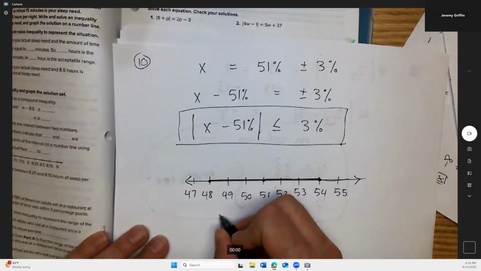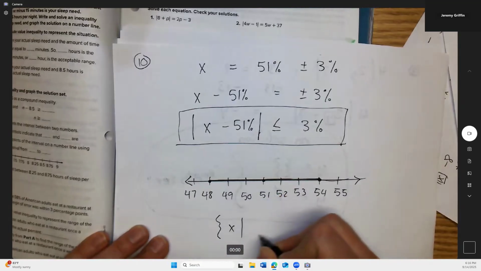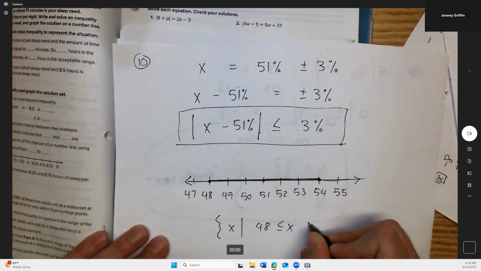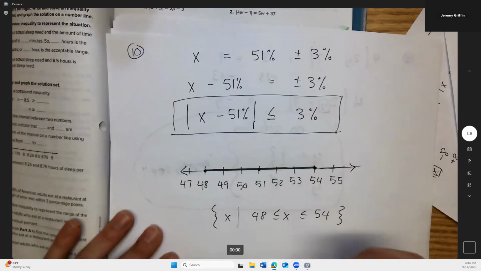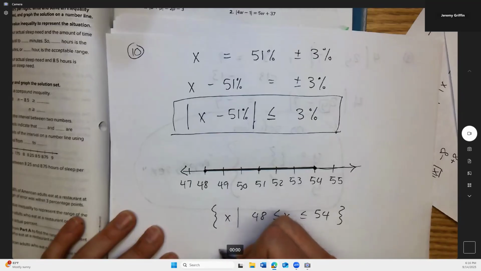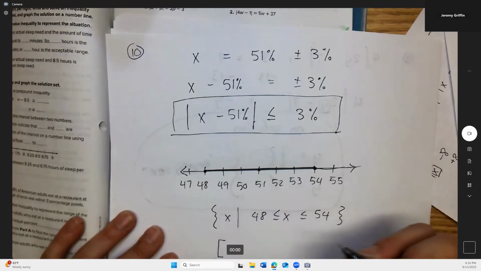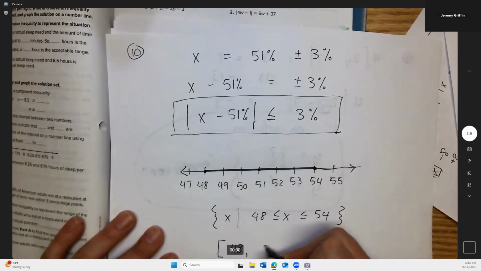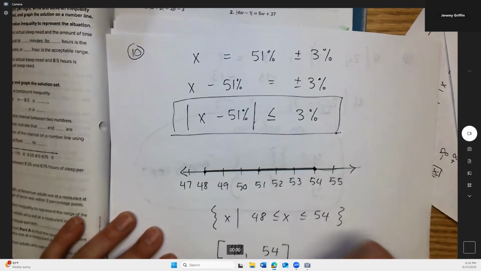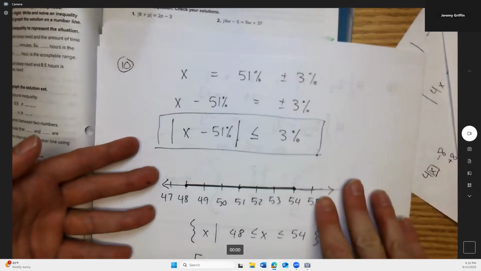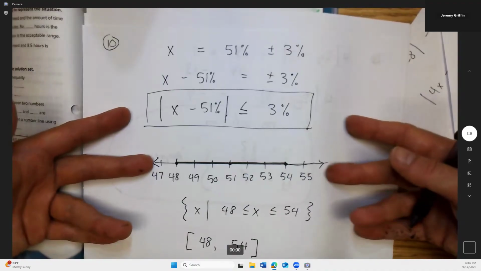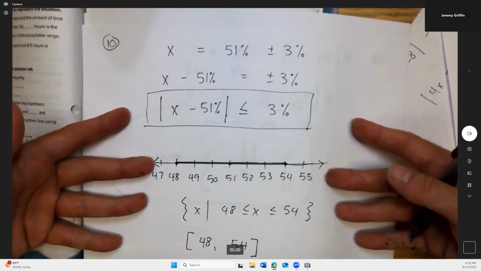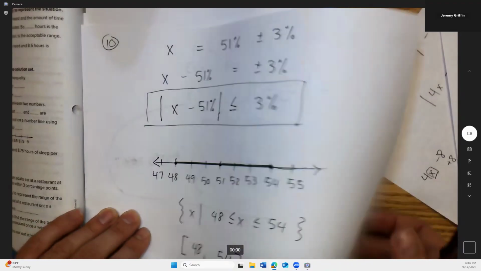In set builder, I would write this as x such that x is between 48 and 54%, inclusive. In interval notation, I would write it as square bracket 48, comma 54. So here, there's 4 different ways to write the solution: absolute value inequality, a number line, set builder, and interval notation.